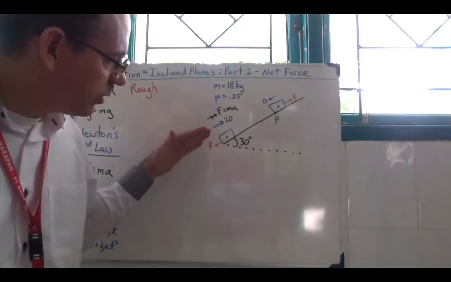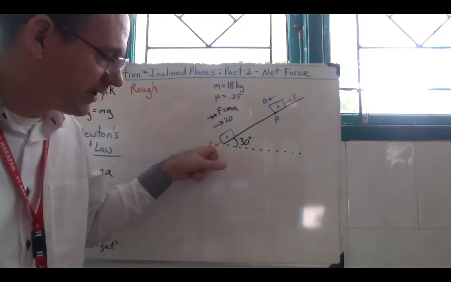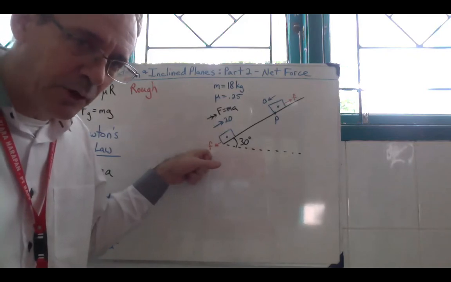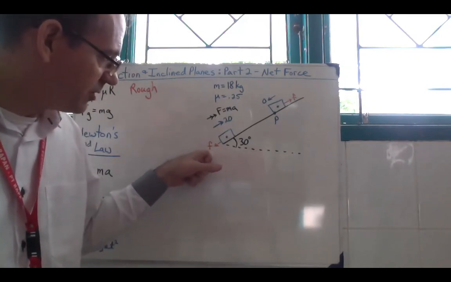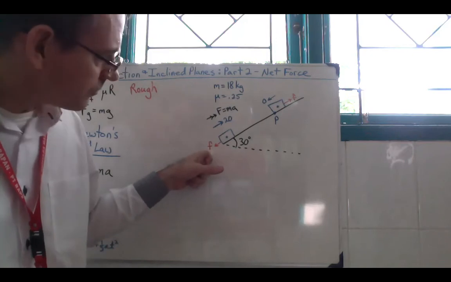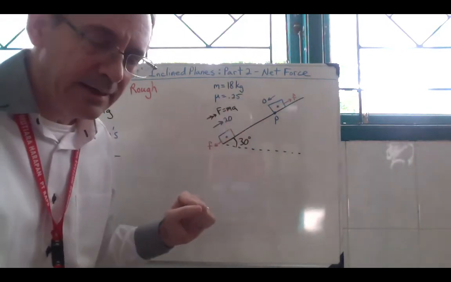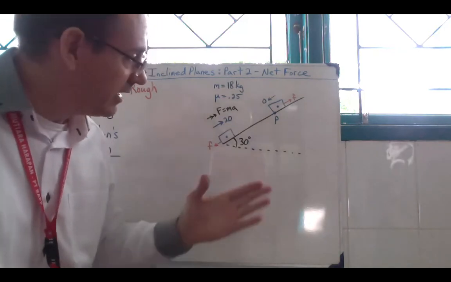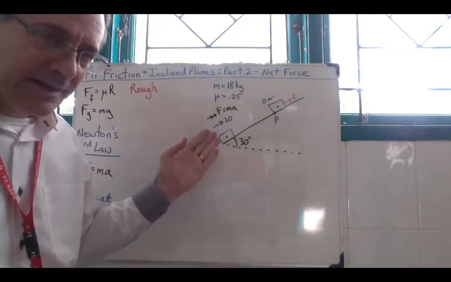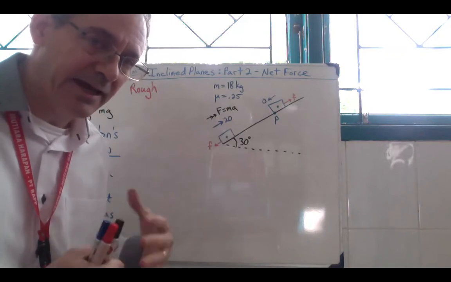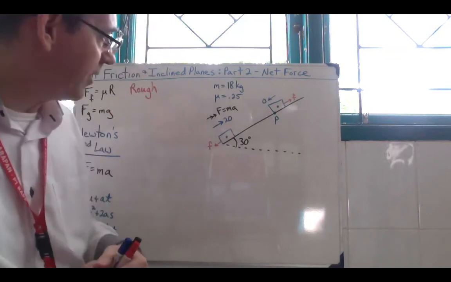And so if it's going up the plane, that means the friction is resisting that motion. So the friction is going to be going down the plane. And this object is going to reach a point P, where it stops, and then it's going to come back, and we need to find the speed that it reaches at the bottom, okay?